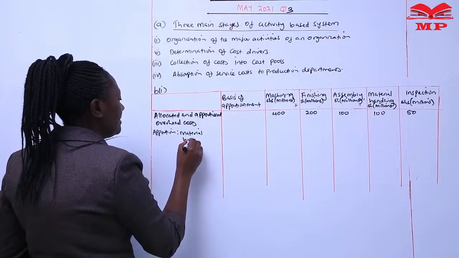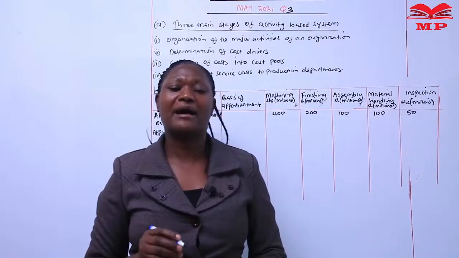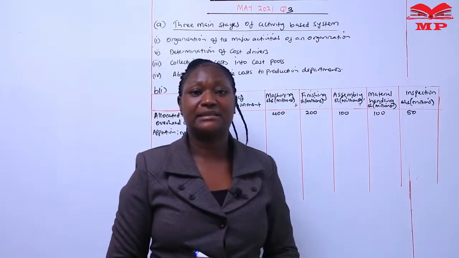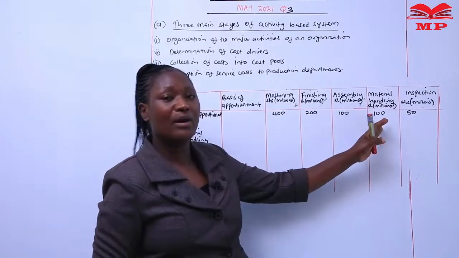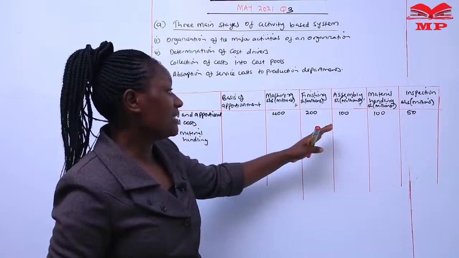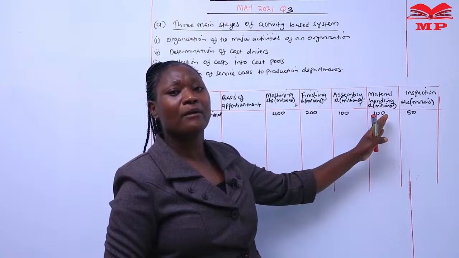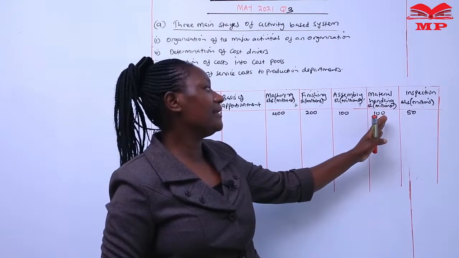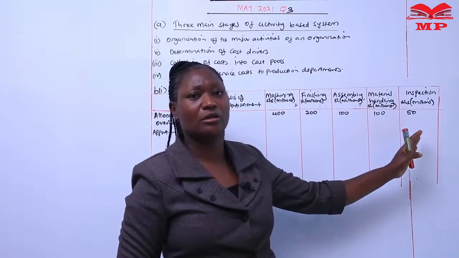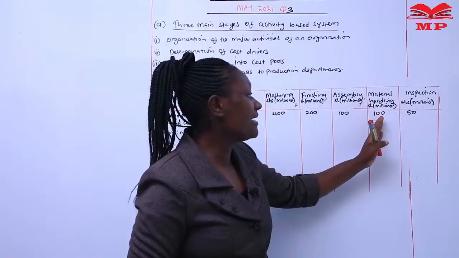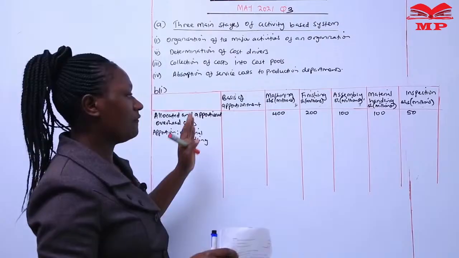You simply write apportion material handling. Remember, apportioning is simply referring to division of a value to various departments that used that service. So material handling had 100 million. It simply means the 100 million incurred under material handling was incurred simply because material handling was providing services to machining, finishing, assembly, and inspection. And therefore, we are to transfer 100 million to these other departments that use the service in the ratio provided.